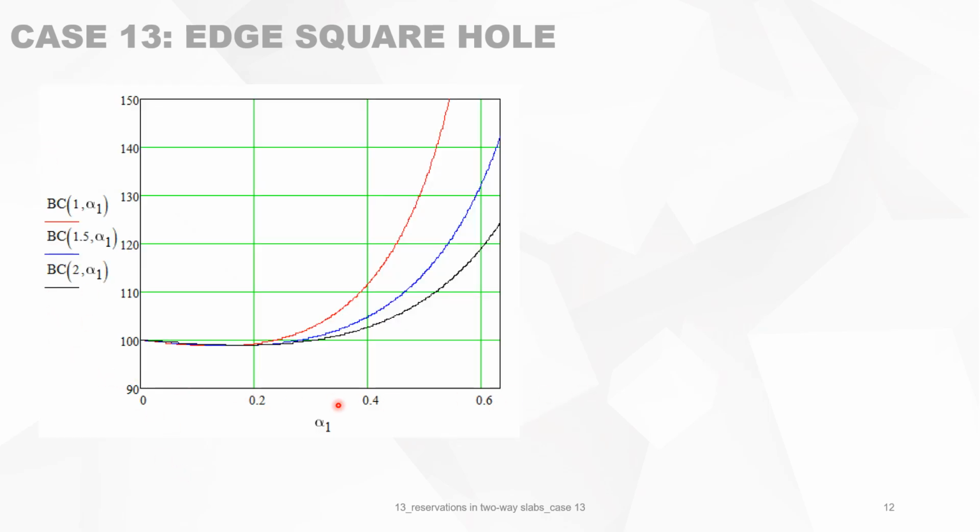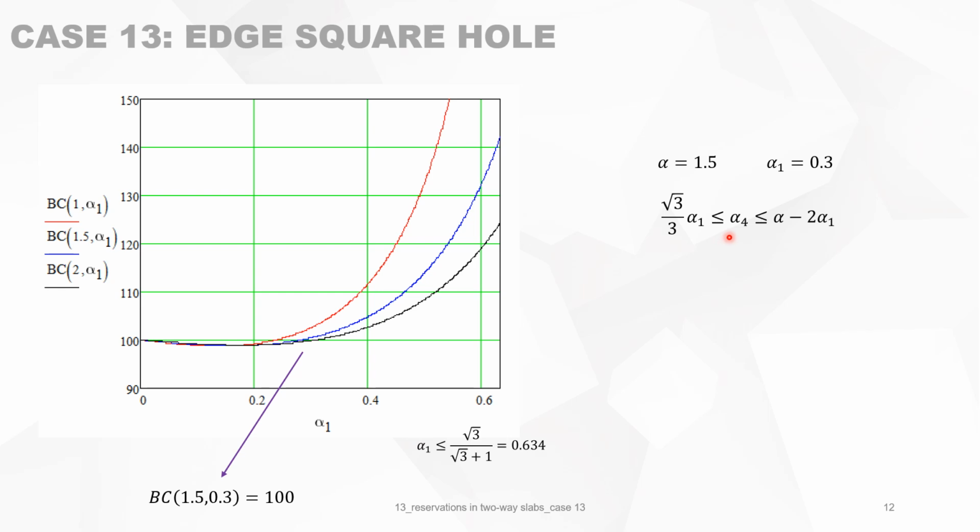On a graph, the x-axis is alpha 1, the y-axis is the bearing capacity, and we do it for alpha between 1 and 2. These are the different colors. What we notice here is that first we have a limit here, which is alpha 1.634, but this limit is in fact depending on alpha. We will just see how this works. This point, for instance, 1.5, that's the blue curve there. At 0.3 alpha 1, you will have 100%, which is this point. But to be valid, this point must be within these limits.